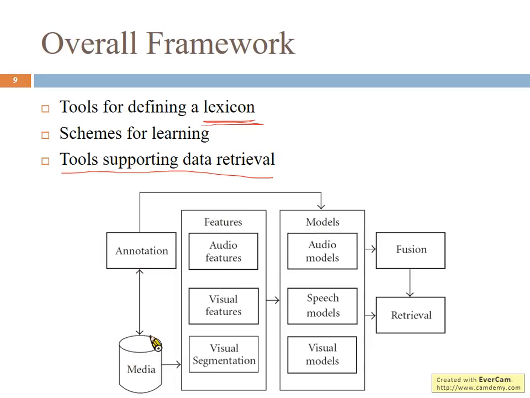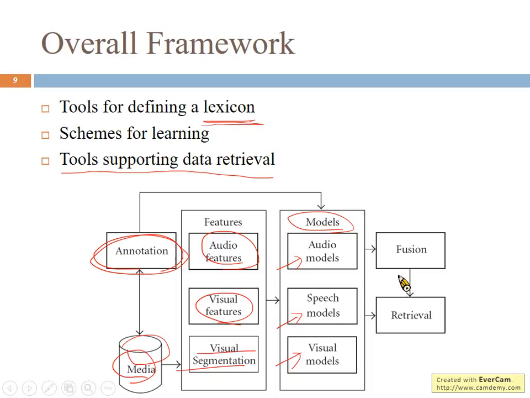So given the media collection, they developed an annotation tool to annotate the ground truth of semantic concepts. And based on the media collection, they will do visual segmentation and extract visual features and audio features. And then they develop several models to detect audio atomic concepts, speech atomic concepts, and visual atomic concepts. And in the retrieval model, they fuse the results of these models and then do the media retrieval or semantic concept retrieval.